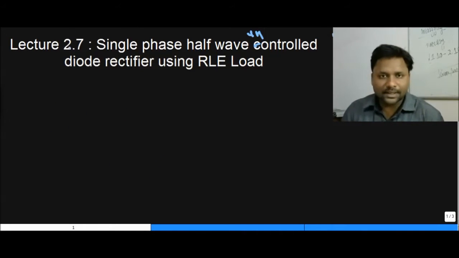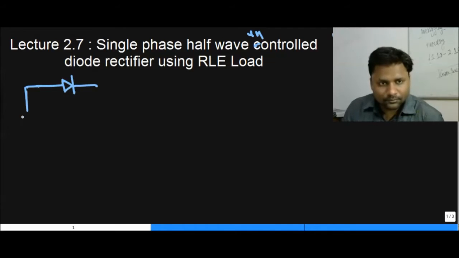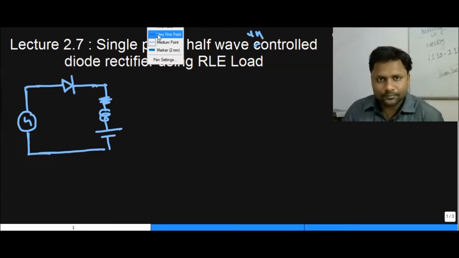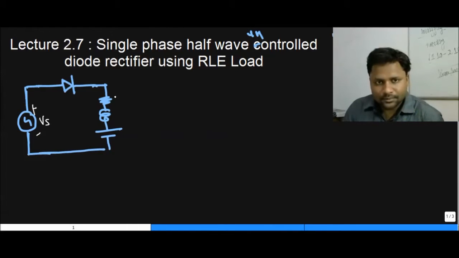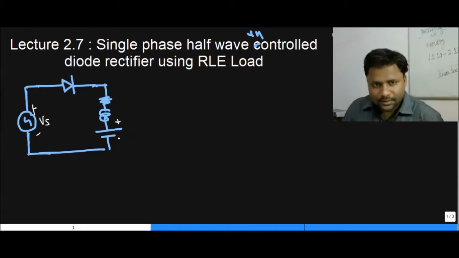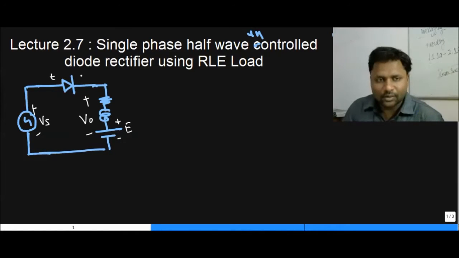So let's draw the circuit. This is our diode. This is supply voltage, and this is the R. This is L, this is E, this is the load. This is the plus minus Vs. This is the R. Let us note down. This is E. This is the load. This is the voltage across diode VD.